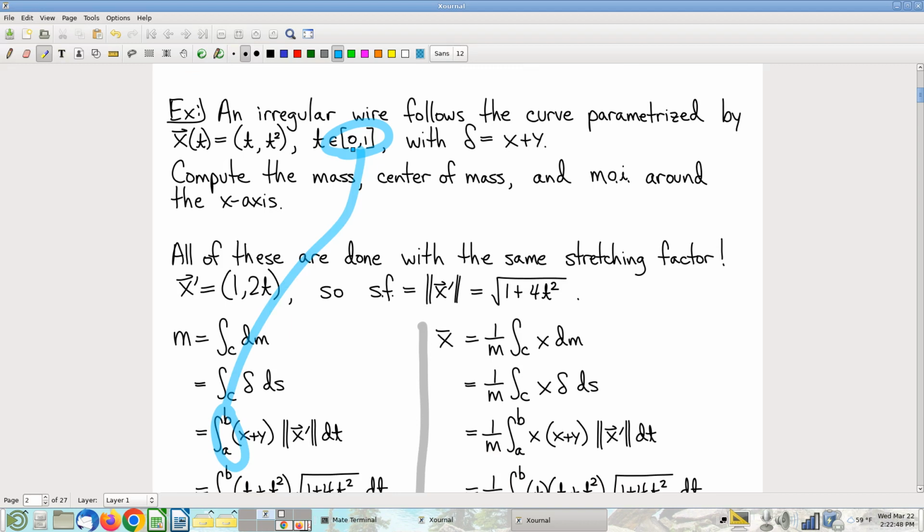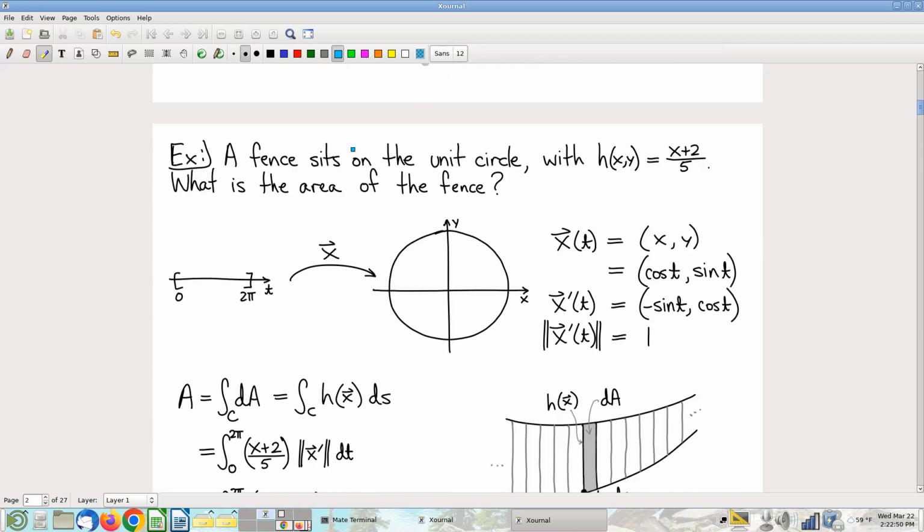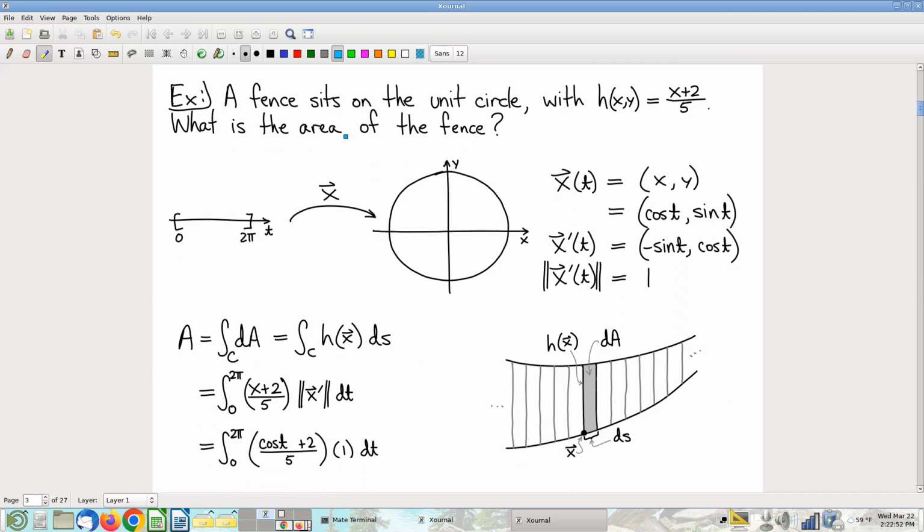All right, let's do another example. So here, kind of a weird example I made up, highly manufactured, but I've got the unit circle as, let's just say, my property line. I've got a circular shaped lot, let's just say. And I want to put a fence around my property. Fine, go ahead. But here's the weird thing. I want the fence to be of a non-constant height.